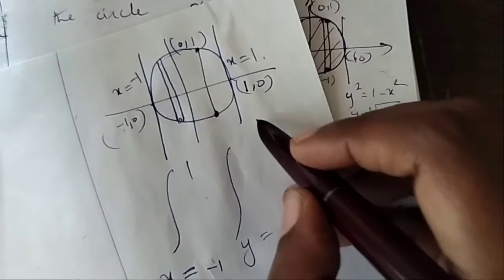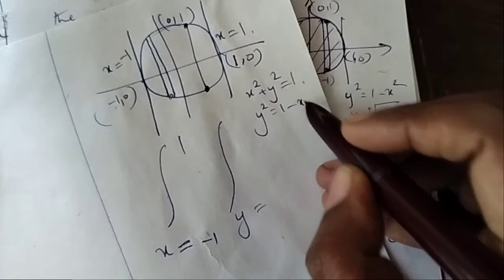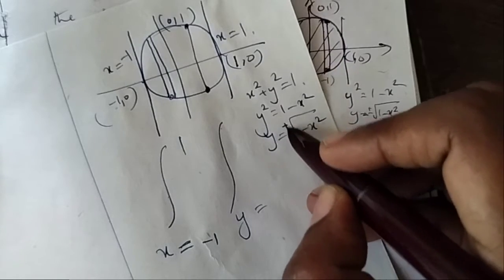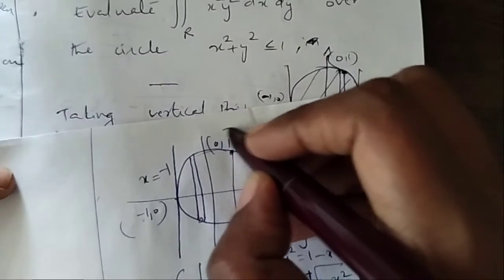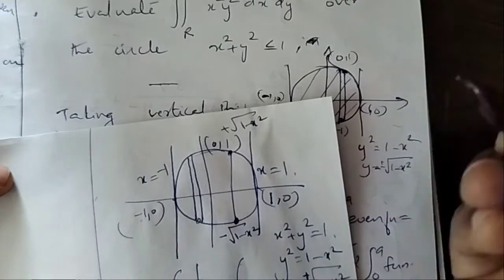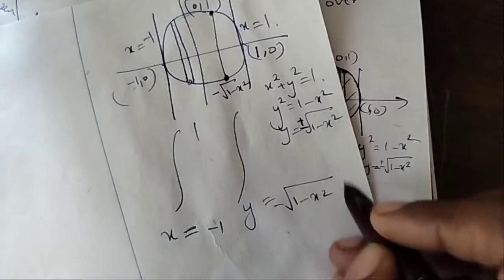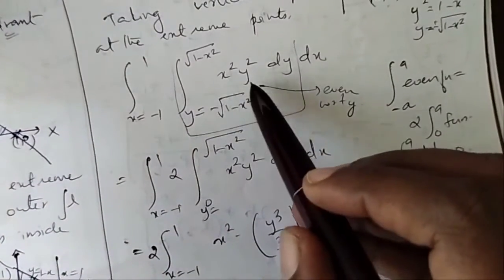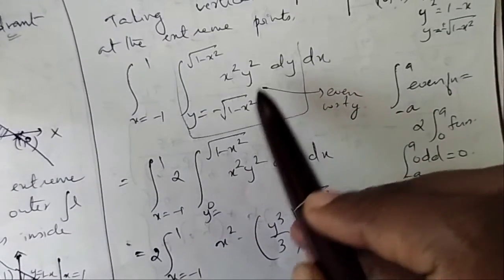The equation of the circle is x square plus y square is equal to 1. So y square is 1 minus x square, and y is root of 1 minus x square, that is, plus root of 1 minus x square or minus root of 1 minus x square. The minus one is the lower part. So it is minus root of 1 minus x square to plus root of 1 minus x square. That is the limit for y. The integrand is x square y square.